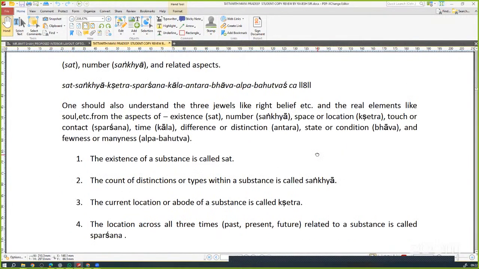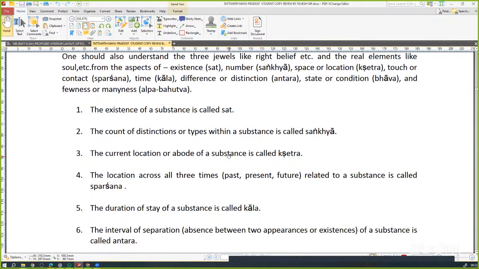One should also understand the 3 jewels like right belief, etc., and the real elements like soul, etc., from the aspects of existence, Sat, number, Sankhya, space or location, Kshetra, touch or contact, Sparshana, time, Kal, difference or distinction, that is Antara, state or condition, Bhav, and fewness or manyness, Alpa Bahutva. Number 1, the existence of a substance is called Sat.